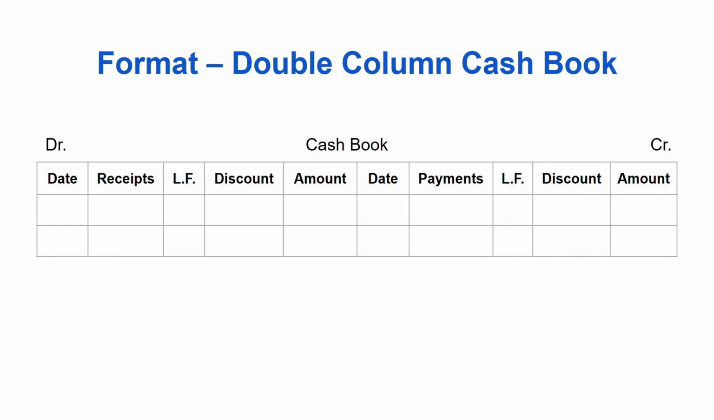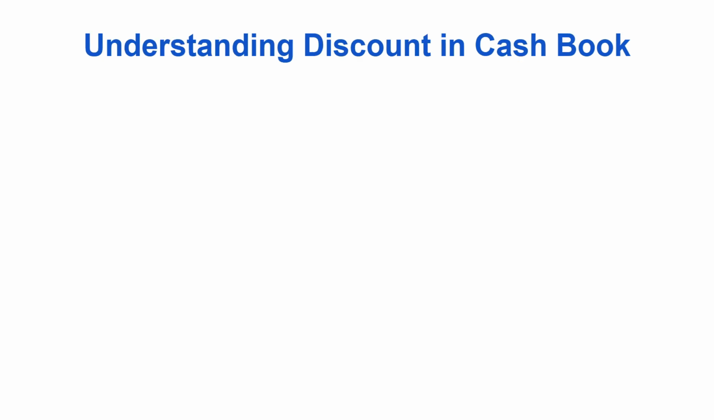the amount column records cash received or cash paid. At the end of the period, the amount column is balanced normally like a single column cash book. The discount column is not balanced. Instead, totals are transferred to the respective discount accounts in the ledger. Understanding discount in cash book.